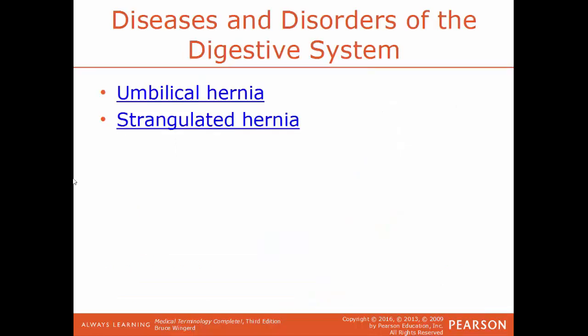Alright, some other types of hernias. Umbilical hernia is where you have a protrusion of the abdominal cavity through the belly button. And a strangulated hernia is where you have a herniation, but the bulge that's poking out of the weak point is very, very tightly constricted. And when this happens, you're cutting off blood supply. So this is a very dangerous situation.